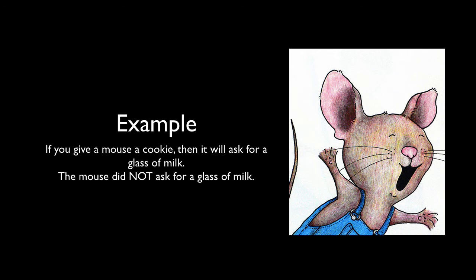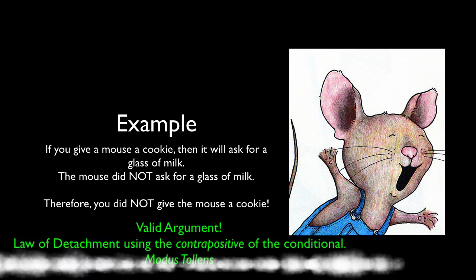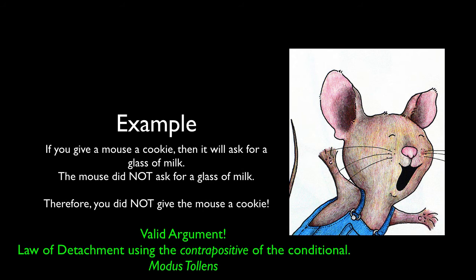Next example. If you give a mouse a cookie, then it will ask for a glass of milk. Let's assume that that if-then is a true conditional. Then we learn the mouse did not ask for a glass of milk. The logical conclusion then is therefore you did not give the mouse a cookie. And that's another true form of the law of detachment. Instead, we're using the contrapositive of the conditional to prove that the statement is indeed true. So this is called modus tollens, or the law of detachment with the contrapositive.